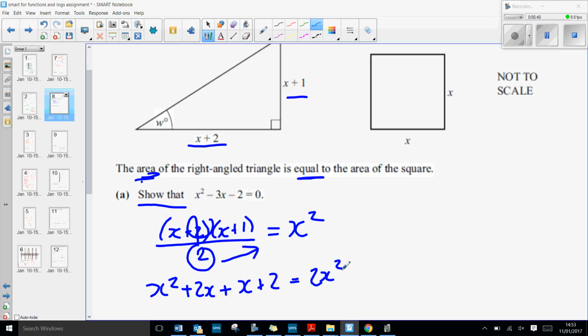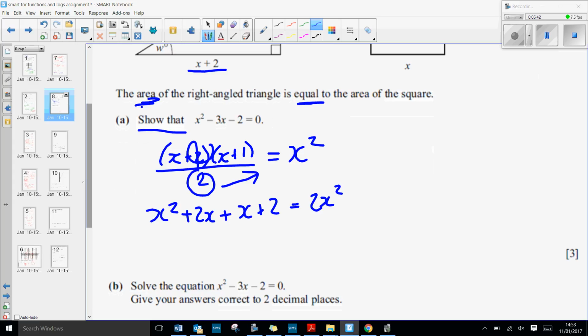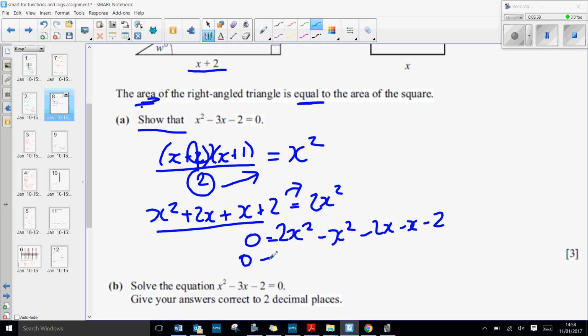Move everything to the same side. I'm actually going to move all of these things to be with the other one. Perhaps I should show my working: minus x squared minus 2x minus x minus 2. So that goes x squared minus 2 minus 1 is minus 3. Okay, and there we have that.